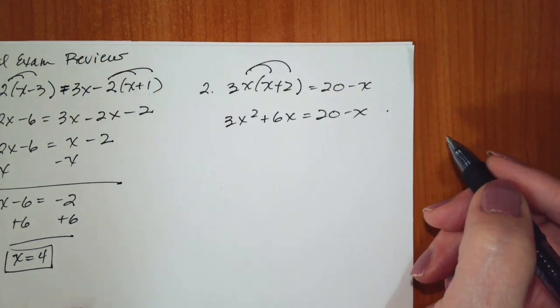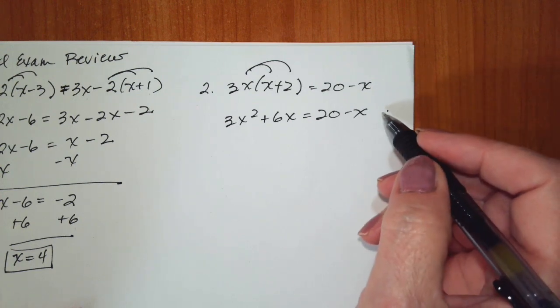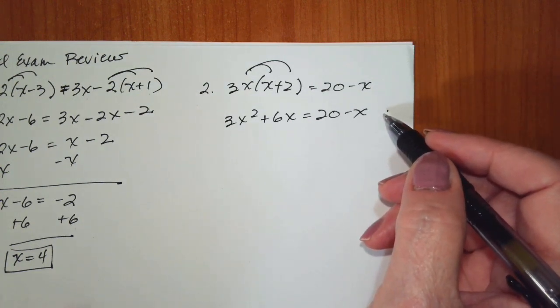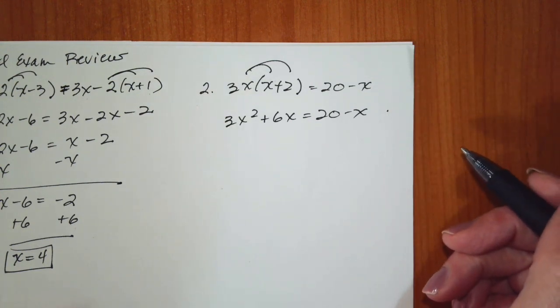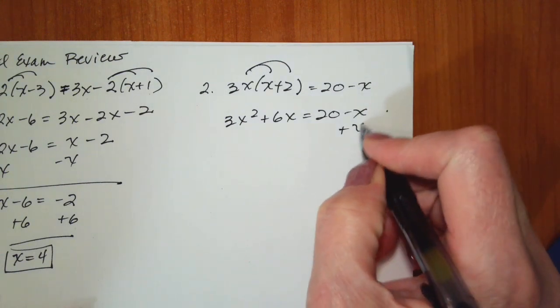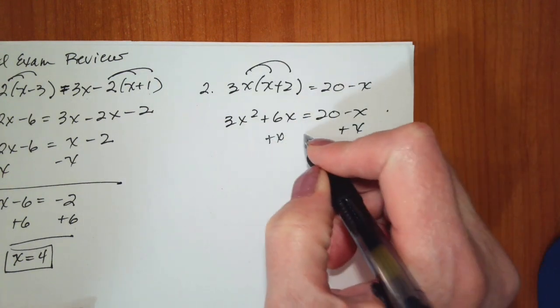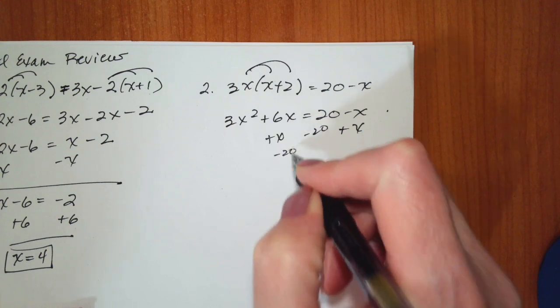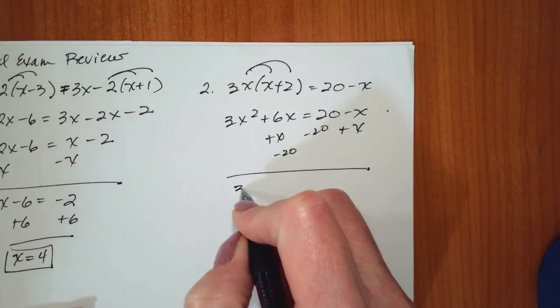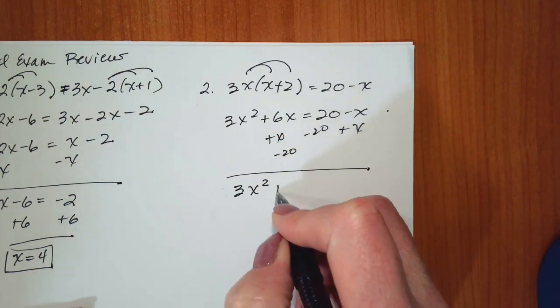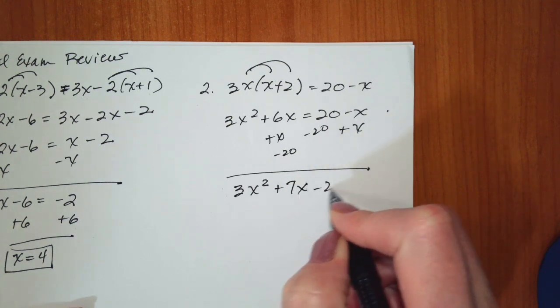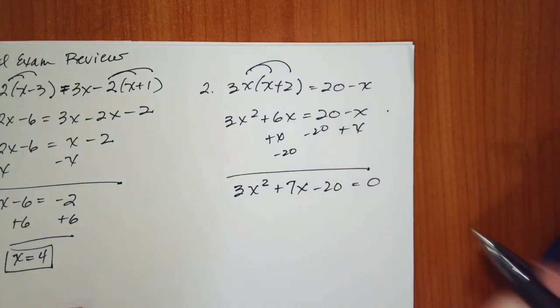When I'm solving a quadratic, what I need to do is set it equal to 0, and then I can decide what method I want to use. So I'm going to add x and subtract 20 from both sides. That gives me 3x squared plus 7x minus 20 is equal to 0. Okay. So I'm going to factor.